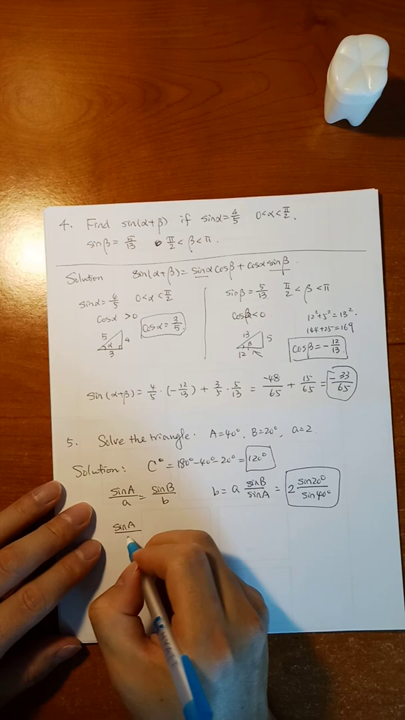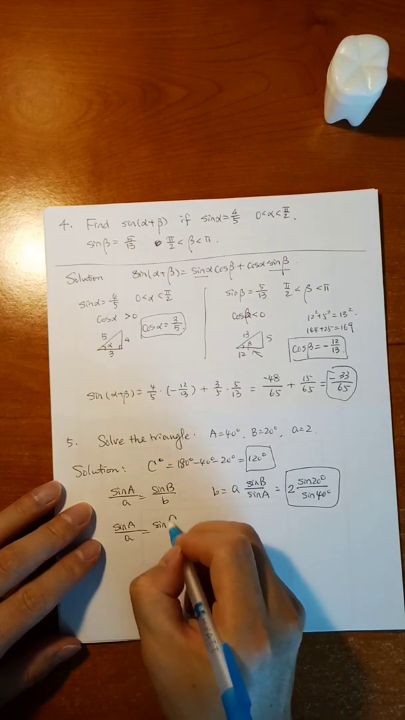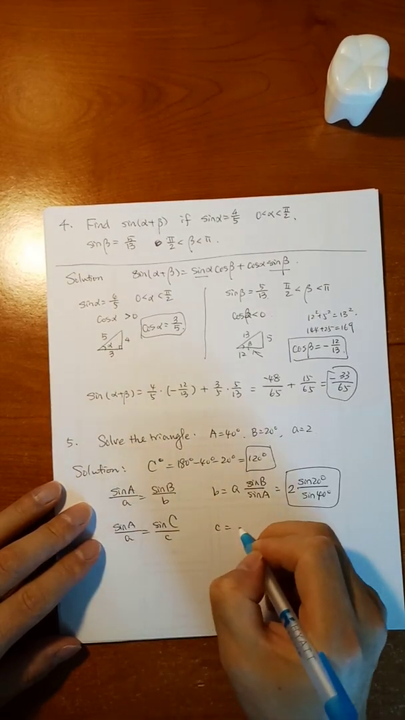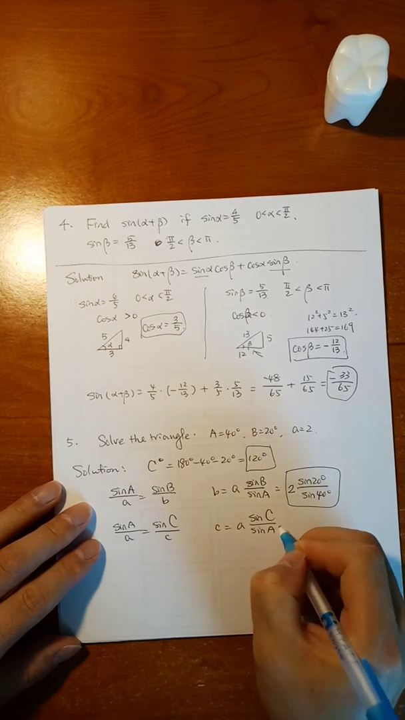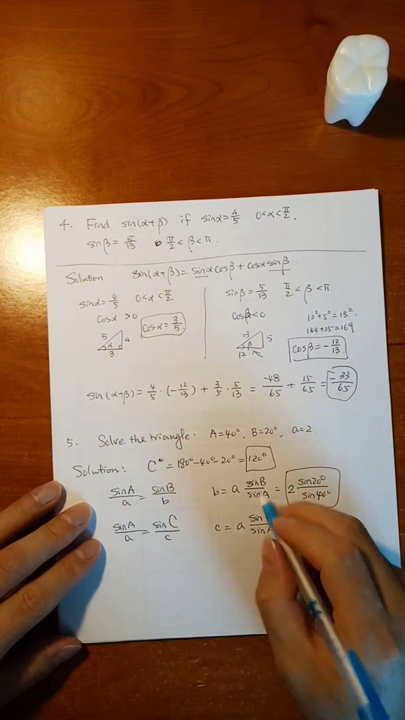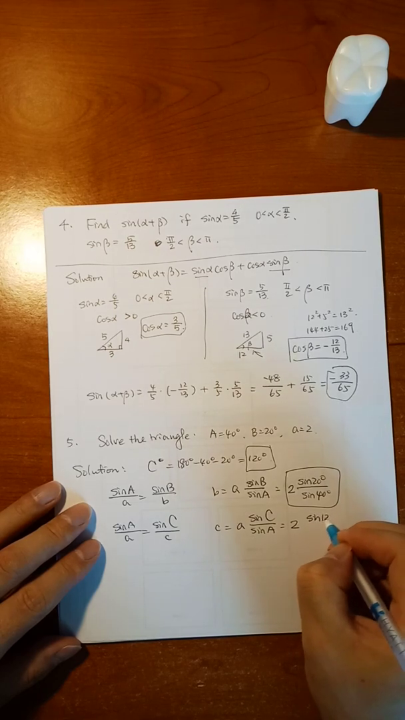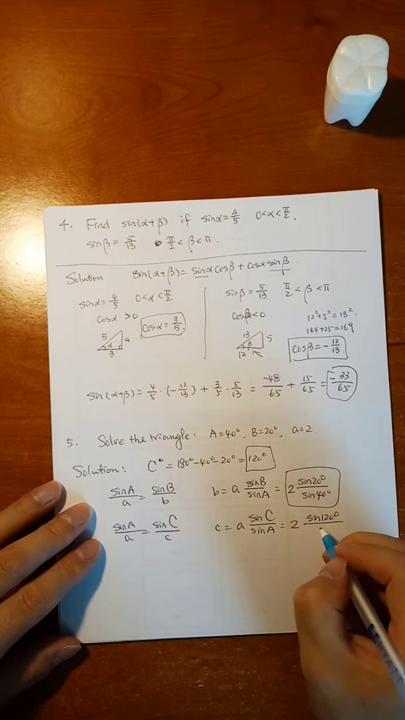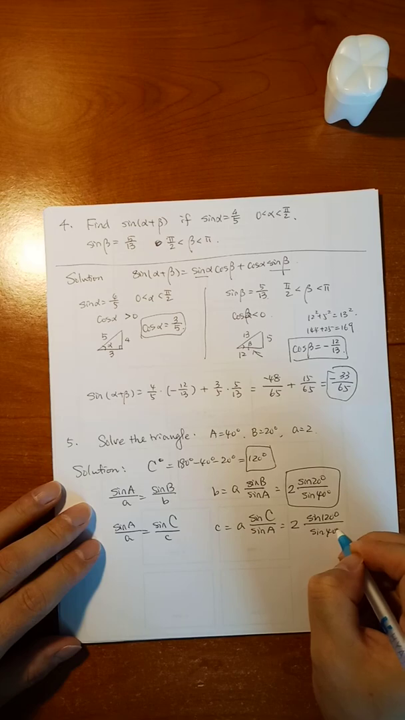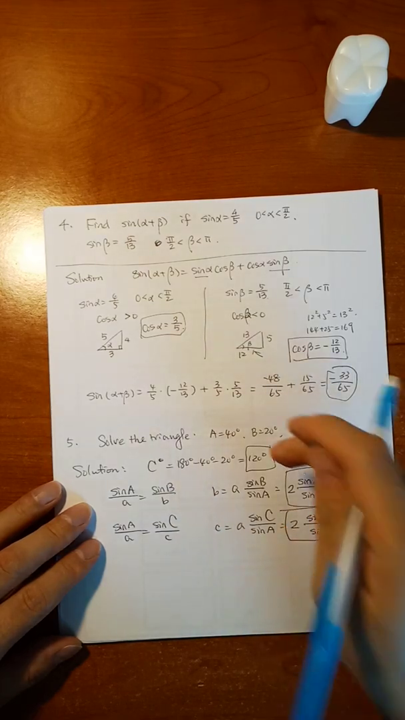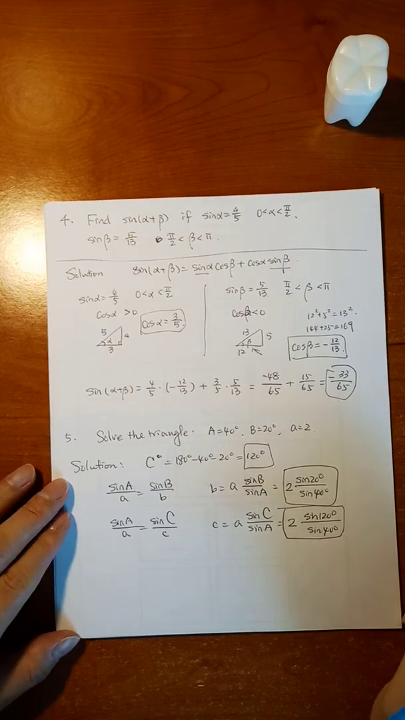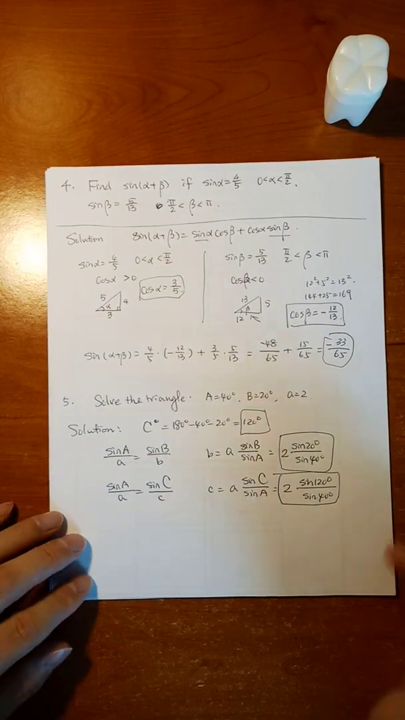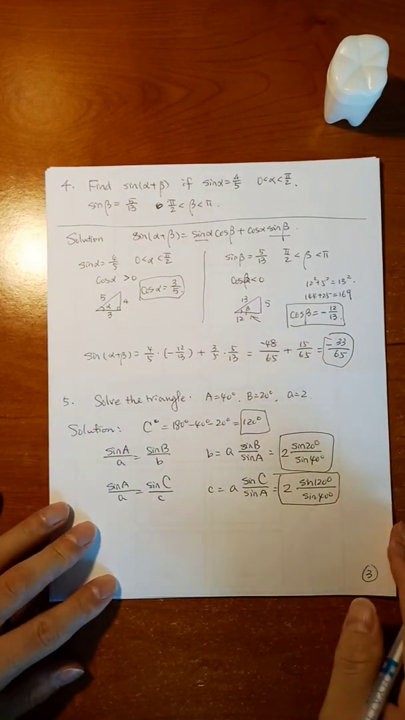Sine A over a is sine C over c. So c is a times sine C over sine A. A is 2, C is 120, so you get sine 120 over sine 40. Yeah. So you see we have three angles and three sides. That's how we call it solve the triangle.